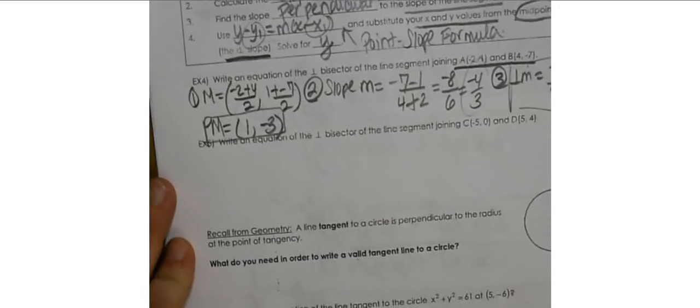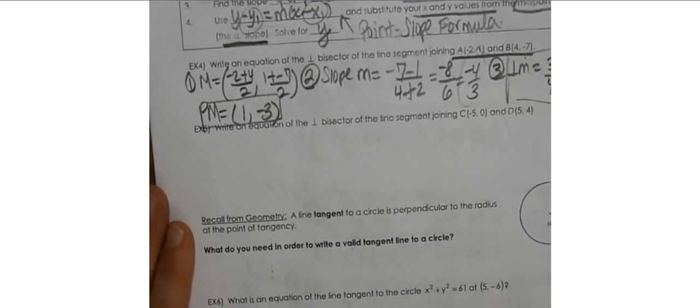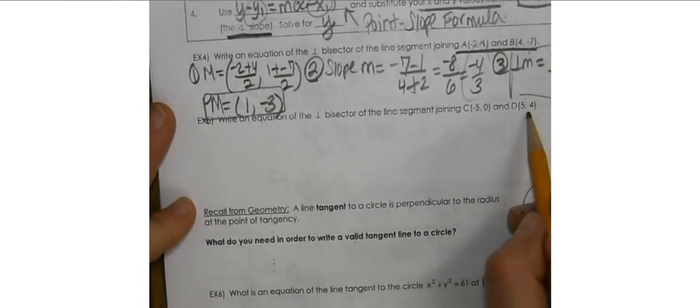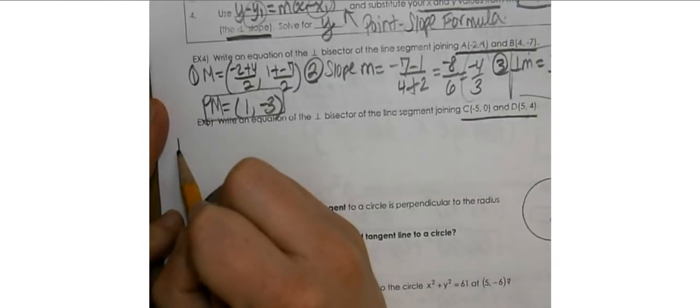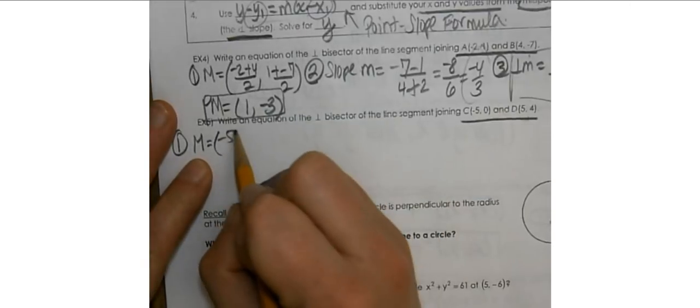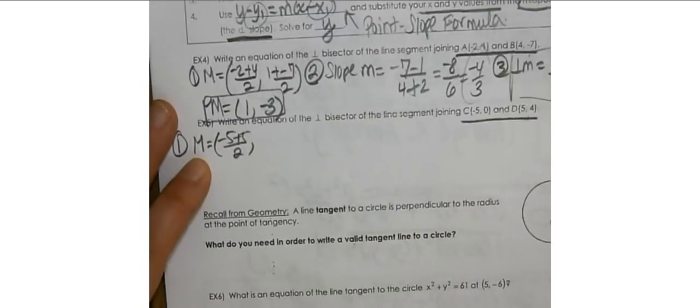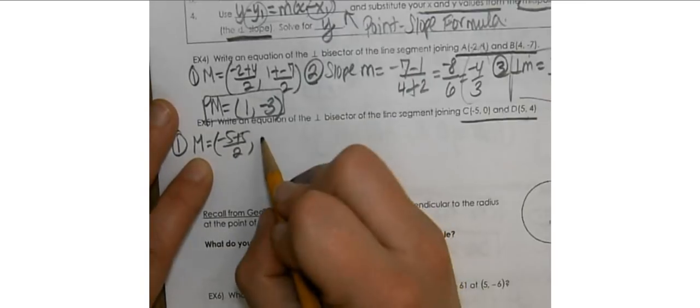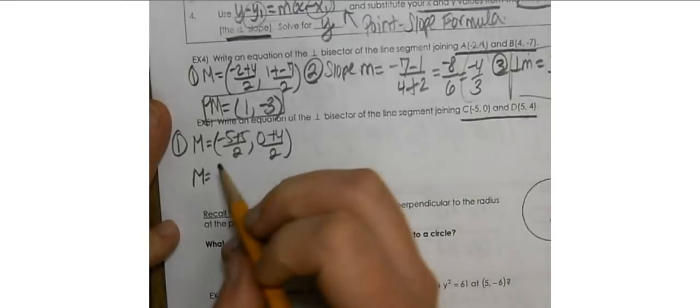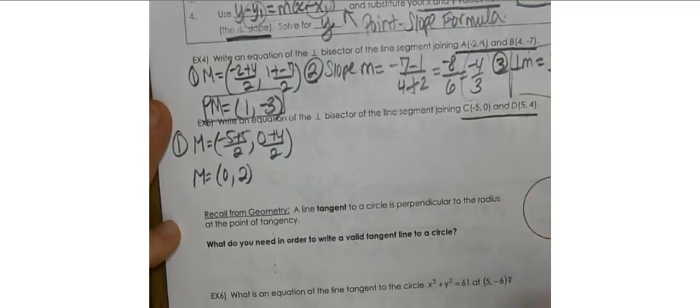All right, next, let's go ahead and look at example number 5. We're doing the exact same thing in example number 5. We want to identify the equation of the perpendicular bisector line joining C and D. So the first thing I'm going to do is identify my midpoint, and that's going to be the average of my x values, which is -5 plus 5 cut in half. And we have 0 plus 4 cut in half. Negative 5 plus 5 is 0, and anything over 0 is going to be 0. And 0 plus 4 is 4, and half of 4 is 2, so 0, 2 is my midpoint.